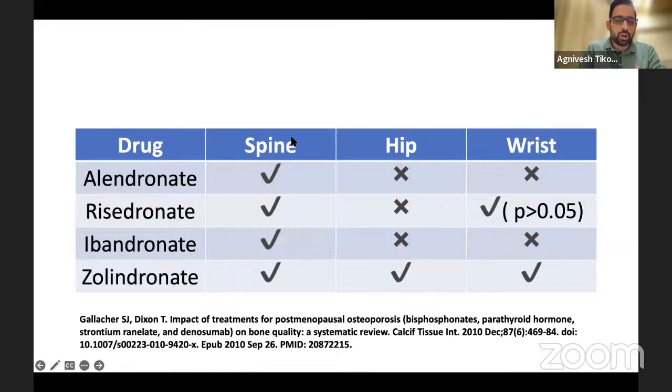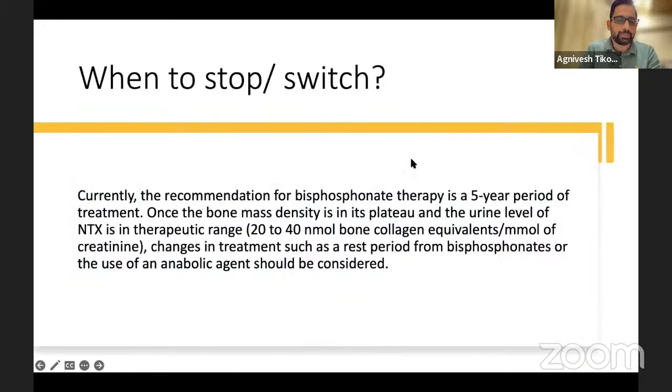Now spine, all the drugs act on spine. Spine is very lucky in this sense, but the hip, only zoledronate works. So if you have a patient who has a hip fracture and you want to treat osteoporosis, and you're giving the other drugs which do not act well on hip, then the better preferred option is to give zoledronate or another injectable one which would work on hip, rather than giving these drugs which would not be able to protect them.